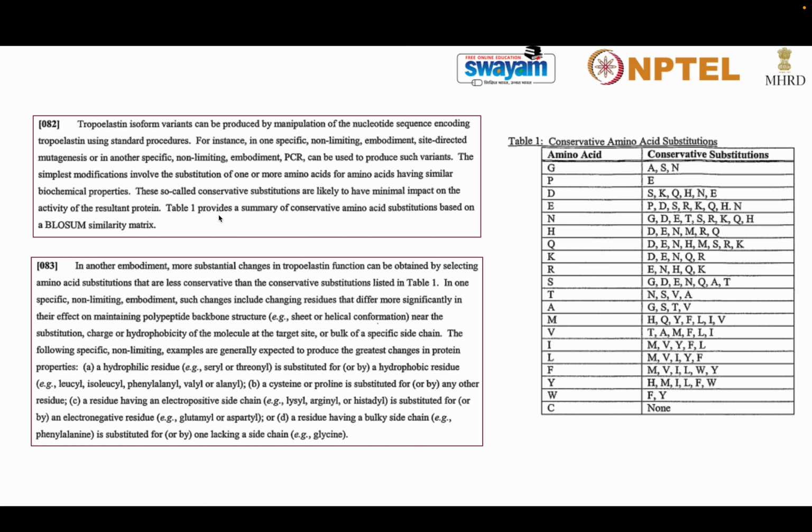They said that the summary of the conservative amino acid substitutions was based on the BLOSUM similarity matrix. There are certain matrices in which a score is assigned for each substitution. So let's look into this BLOSUM matrix.